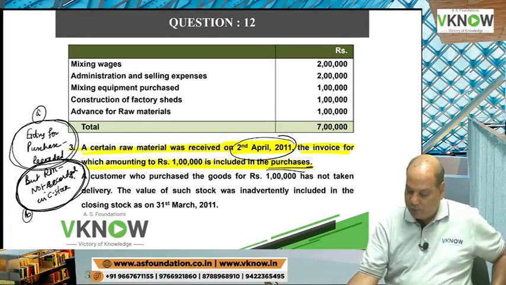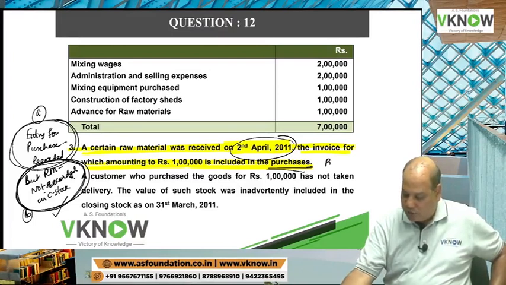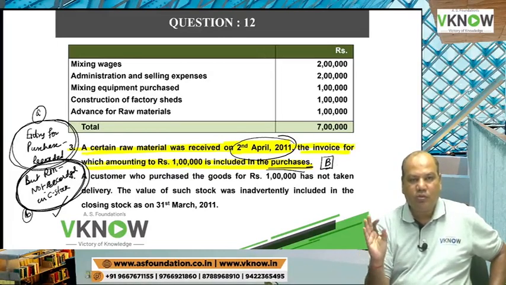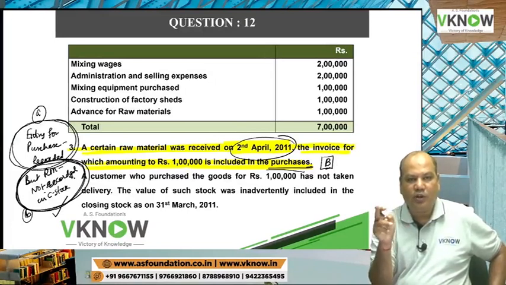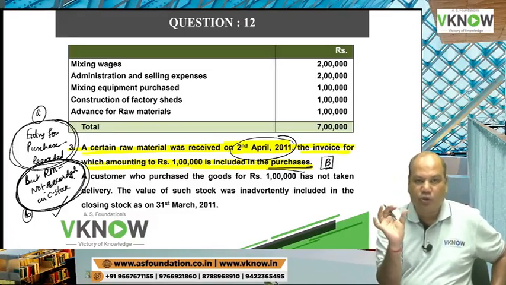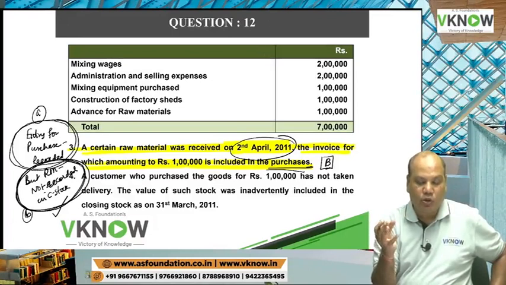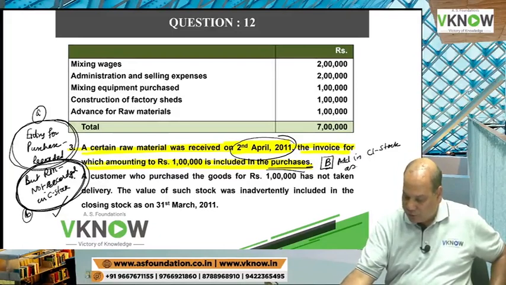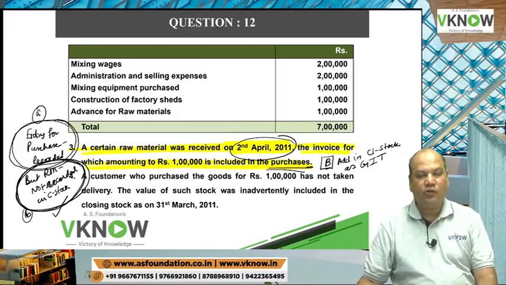So the answer is B. B is the right answer. We will add it in the closing stock. Purchase has been recorded, but because this raw material was received after the year end, it was not included in closing stock. You have studied one term called goods in transit. This was goods in transit. So I will show it as goods in transit, and the answer is add in closing stock as goods in transit.